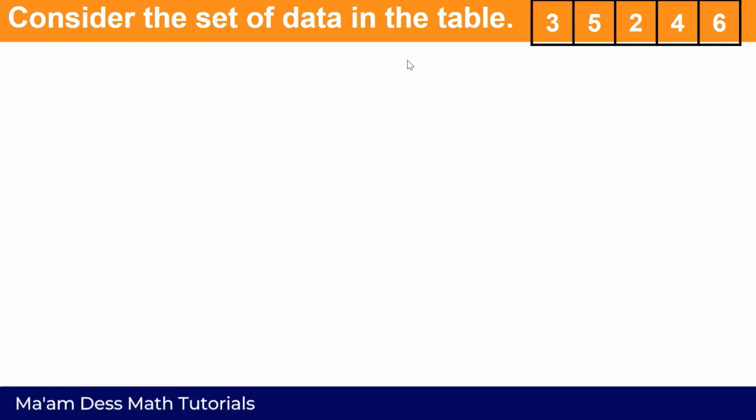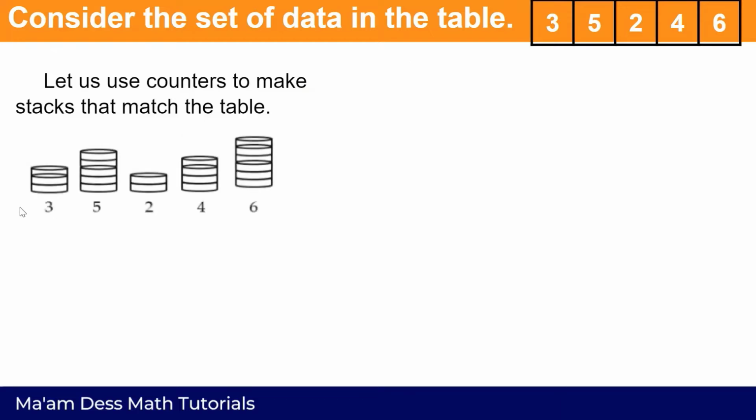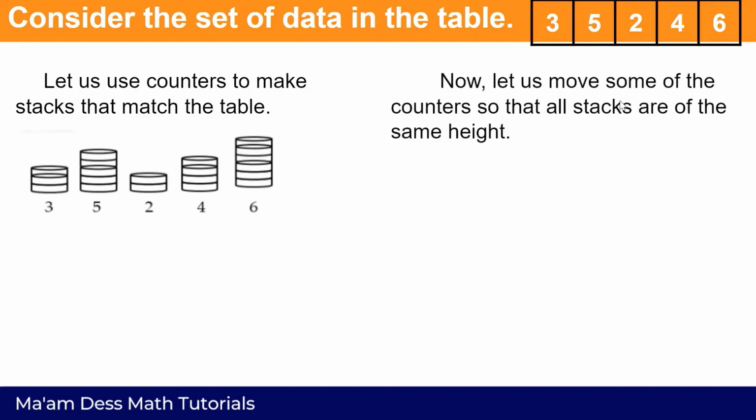Consider the set of data in the table. We have 3, 5, 2, 4, and 6. Let us use counters to make stacks that match the table. So look at the counters. We have 3, 5, 2, 4, 6. Now let us move some of the counters so that all stacks are of the same height.